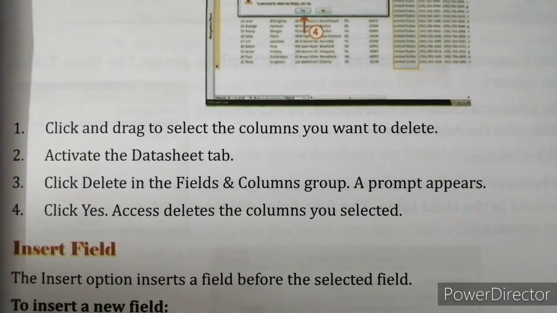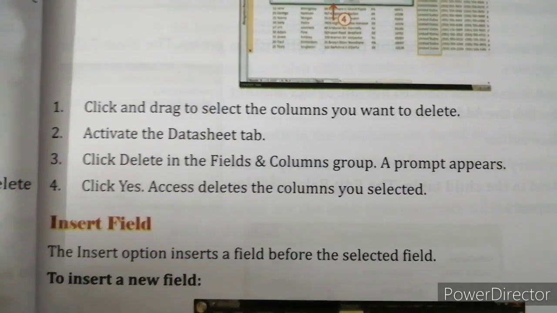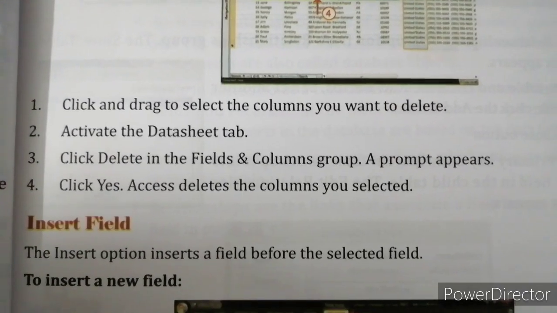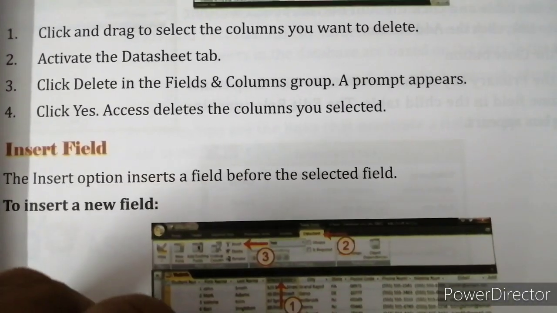Click and drag to select the column you want to delete. Activate the datasheet tab. Click delete in the fields and column groups. A prompt appears. Click yes. Access deletes the column you selected.